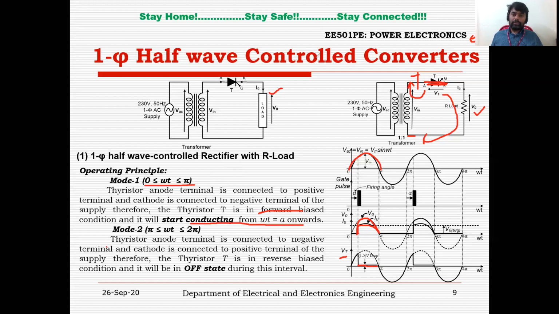During the negative half cycle, here it will be negative and here it will be positive. That means the thyristor will be in reverse bias condition. Whenever it is in reverse bias condition, the thyristor is replaced by an open circuit, so it will be in off condition. If it is in off condition, you won't get any voltage because the current flowing through the thyristor as well as the load is equal to 0. So you can see there is no output voltage and no output current here. But even if you want to get some voltage and current across the load, still the thyristor anode is connected to negative and cathode is connected to positive.